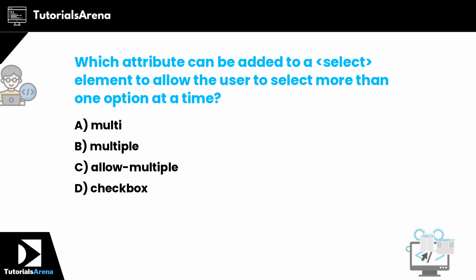Which attribute can be added to a select element to allow the user to select more than one option at a time? The correct answer is option B, multiple.